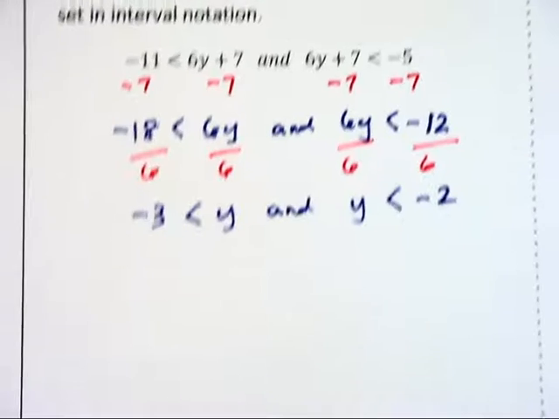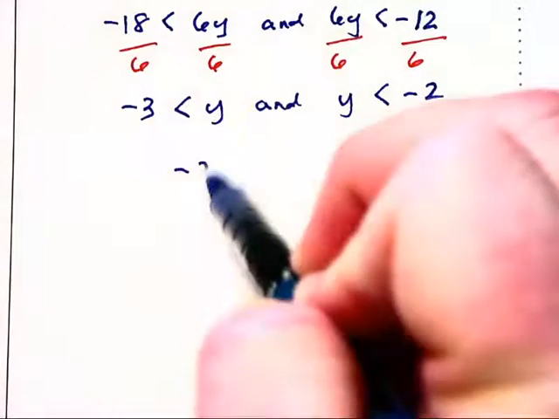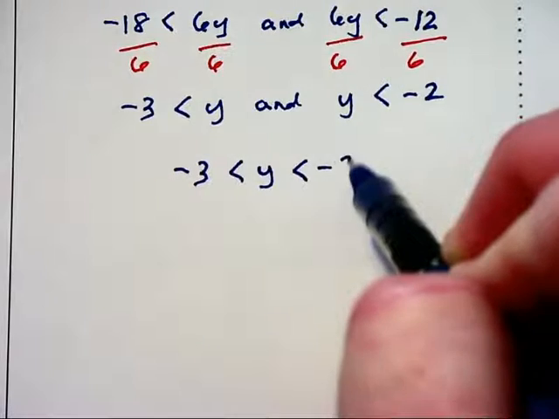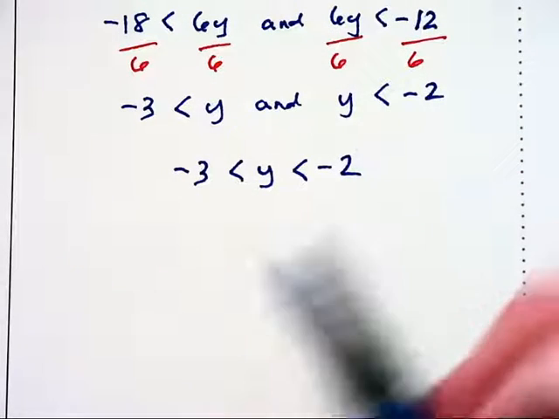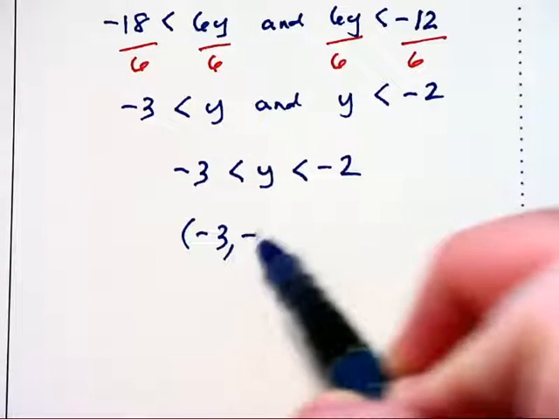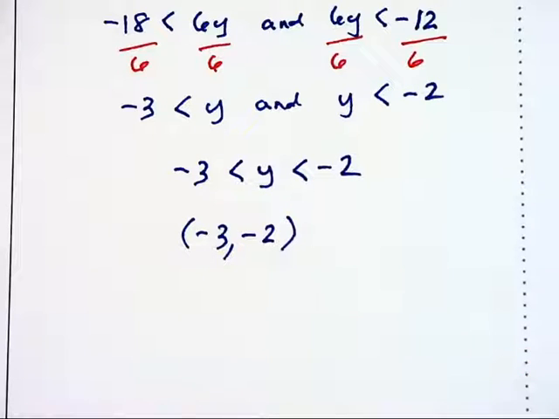We have two inequalities which now can be joined together. This gives us negative 3 is less than y is less than negative 2. And written in interval notation, this is the interval from negative 3 to negative 2, where we do not include either of the endpoints.